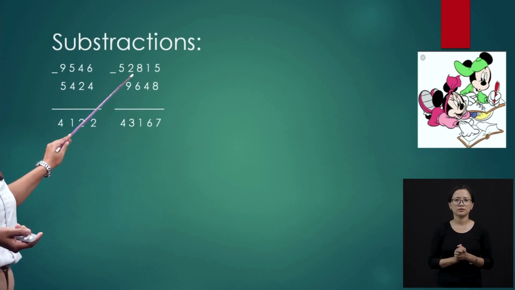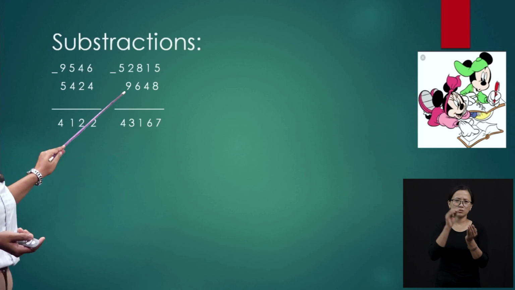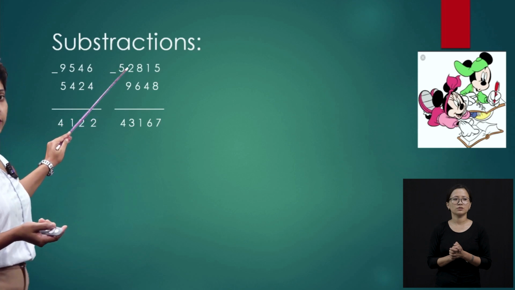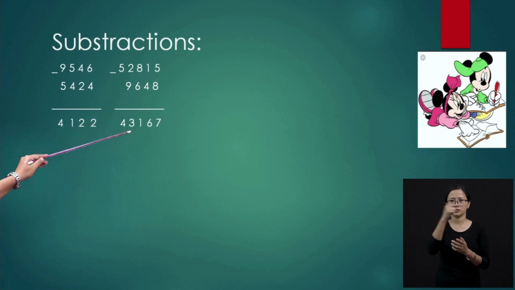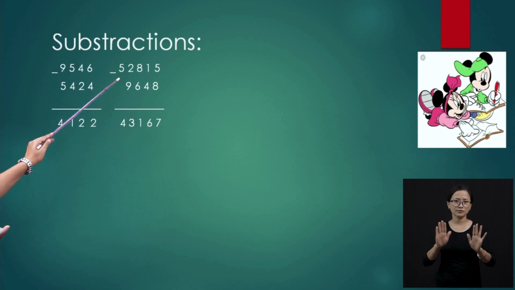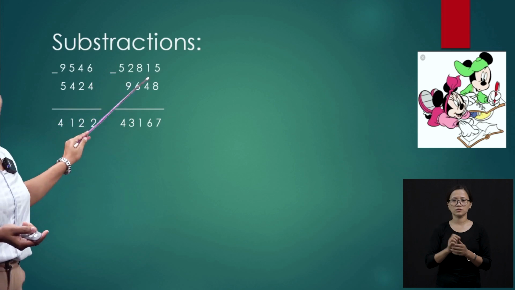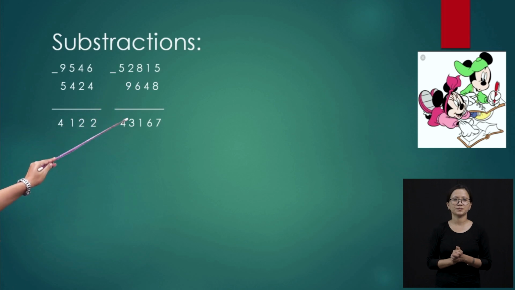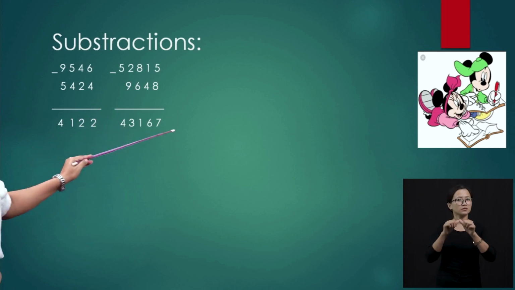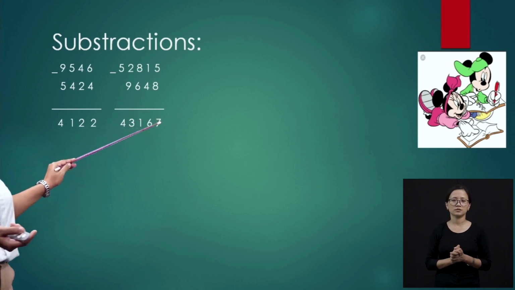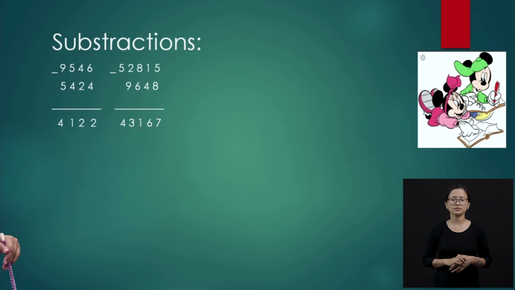So now again we have 2, which is a small number, and 9 is bigger than that. So what you need to do here again? You need to borrow from here. It will become 12, and 12 minus 9, it will be 3, right, children? How much will it remain here? Before it was 5, and since you have already borrowed from here, it will be 4, right? So you will write here 4. Now the total amount is how much, children? 43,167. Right.